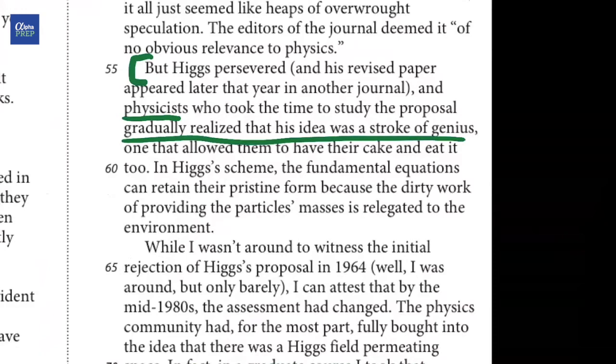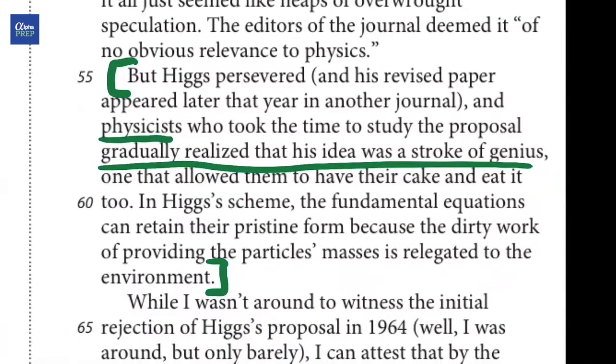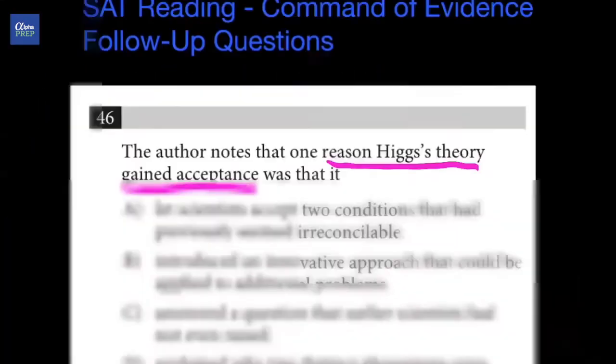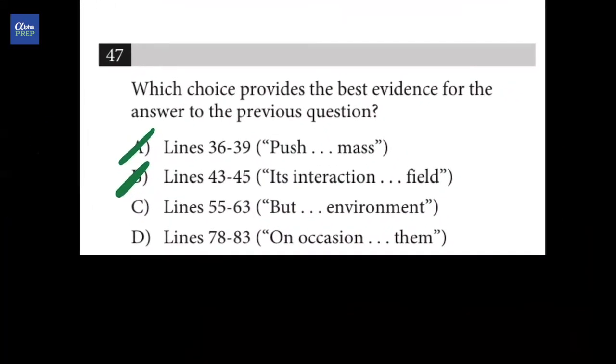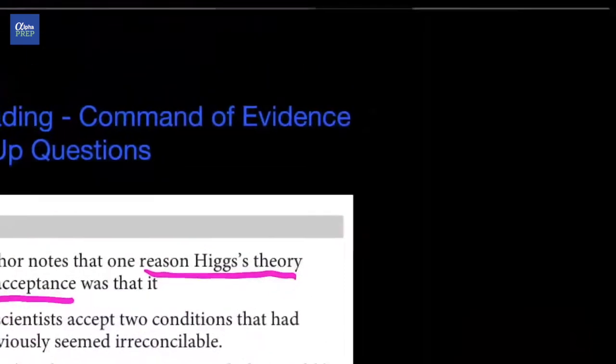Let's keep reading. One that allowed them to have their cake and eat it too. In Higgs' scheme, the fundamental equations can retain their pristine form because the dirty work of providing the particle's mass is relegated to the environment. So this very likely is our answer, but we're going to take a look at choice D just in case. The D is on line 78 to 83.